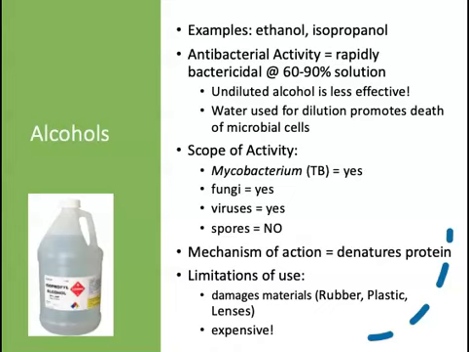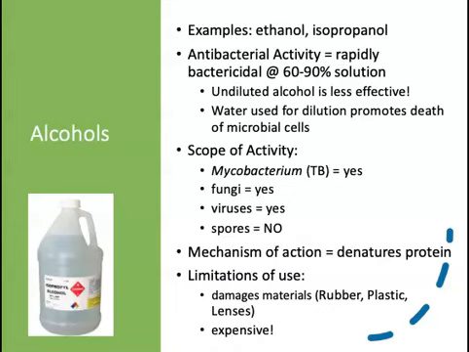Now, there are some limitations to the use of alcohol, some things that are important for us to know. Alcohol, like a lot of disinfectant chemicals, can damage certain materials. In particular, it will damage rubber over time, it will damage certain kinds of plastic over time, and it will damage lenses over time. So it's important to know, for example, that you don't want to put your alcohol disinfectant onto your objective lenses on your microscope. You want to use specific compounds that are designed to clean objective lenses.